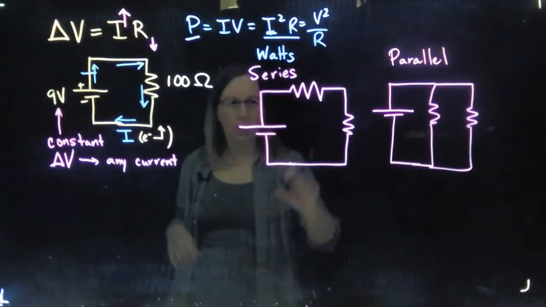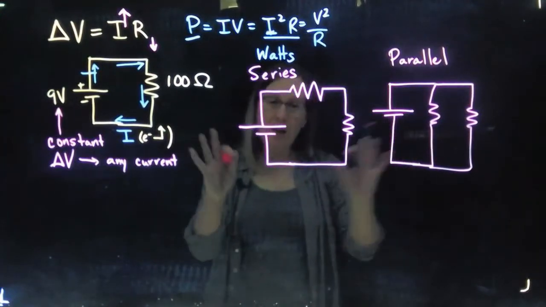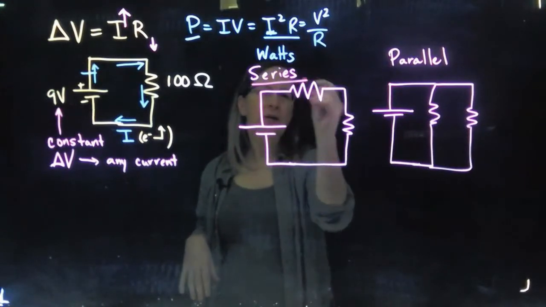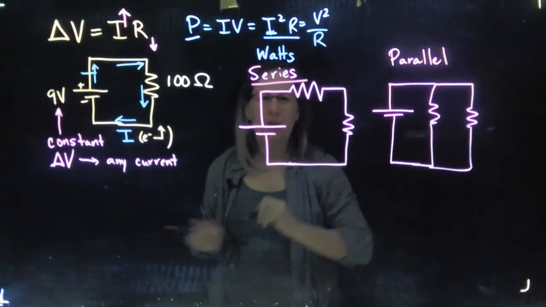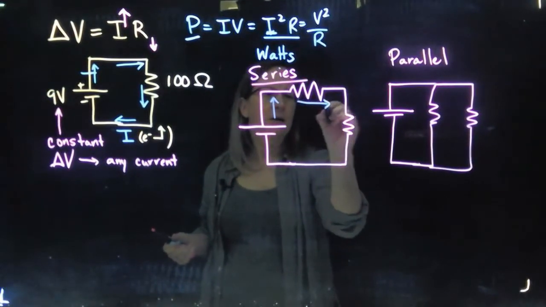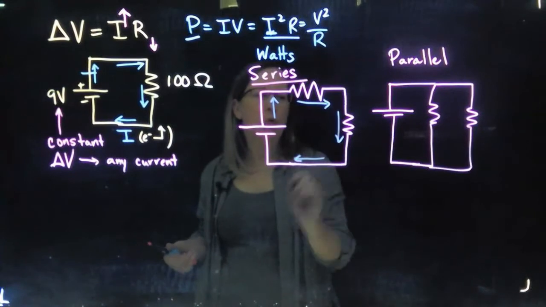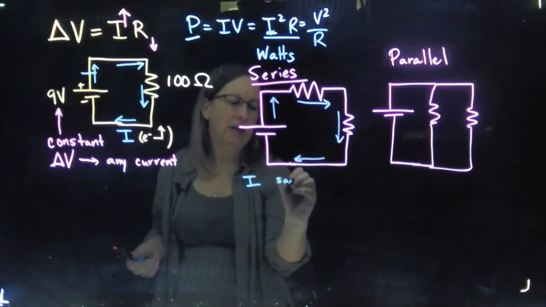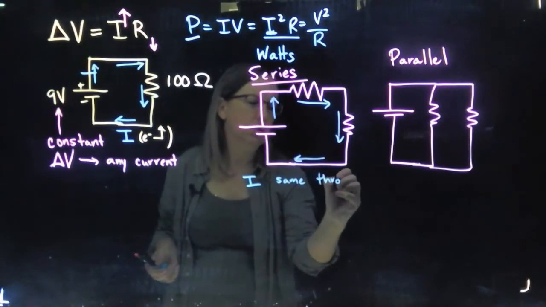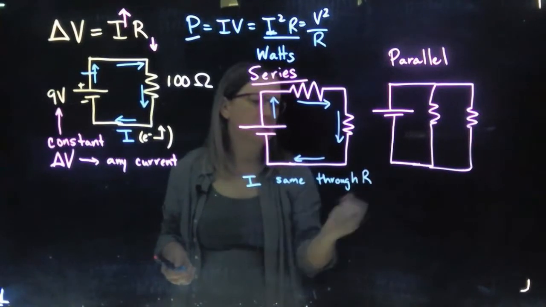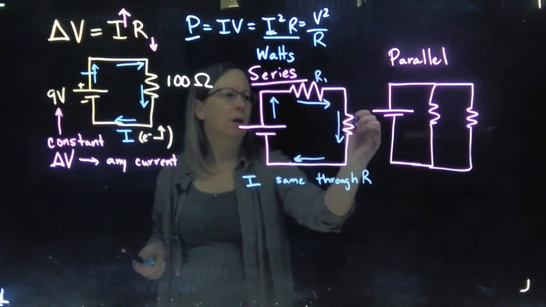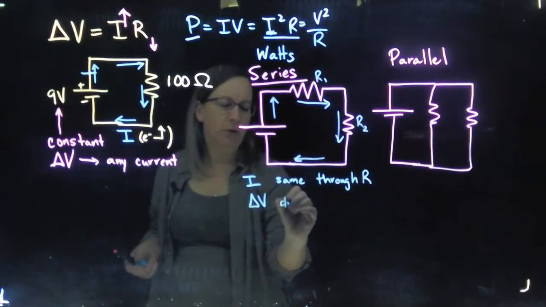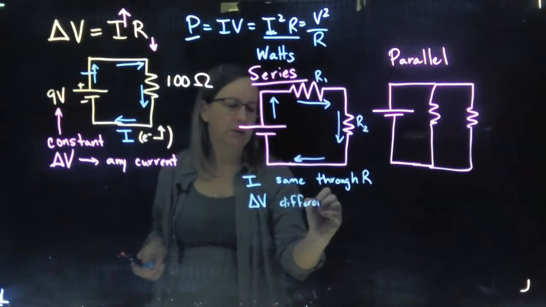The thing to note about series compared to parallel, so it's the same definitions that we had for capacitors, is that in a series circuit, the current that goes in continues to flow through the circuit. So in a series circuit, the current is the same through the resistors. This might be R1 and R2, but the voltage is different. The voltage drop is different if they are different resistances.